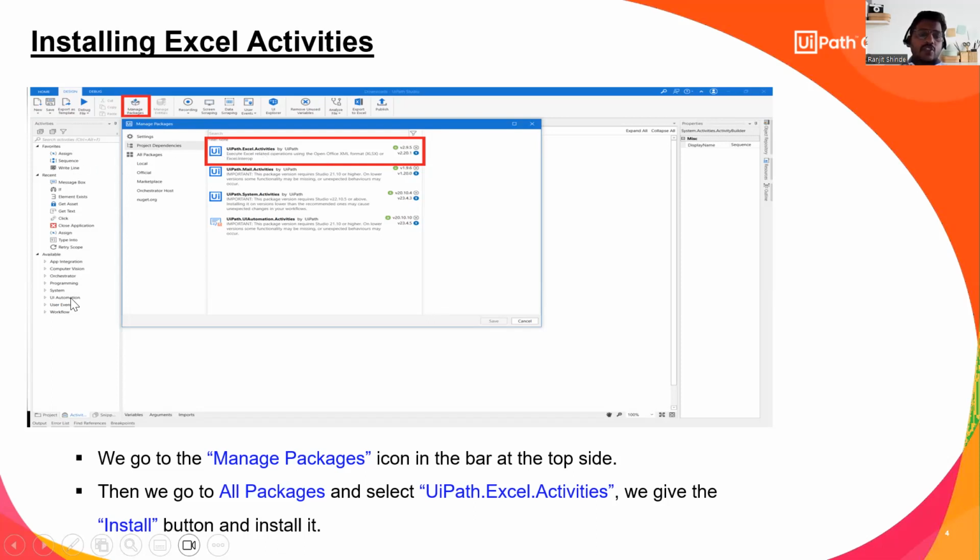Suppose in my studio the Excel activities are not available, so you can go to manage packages and search for UiPath.Excel.activities. Simply click on install, and it will automatically be installed on your machine. Simply download those activities and you can use them.